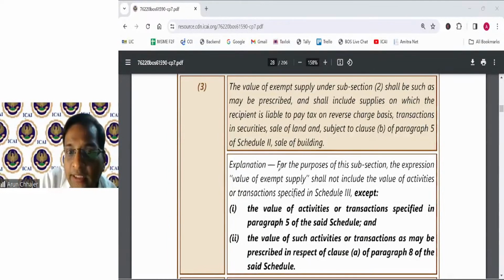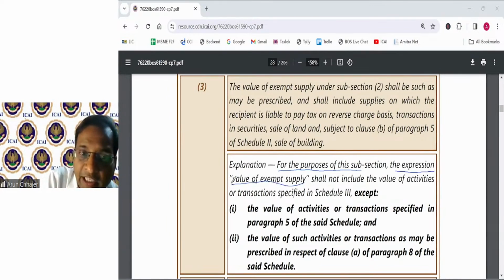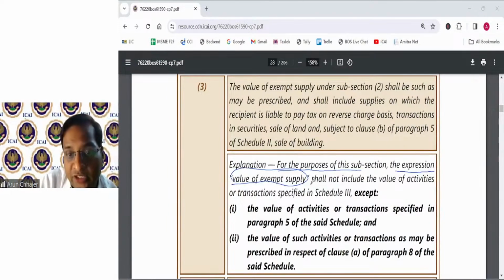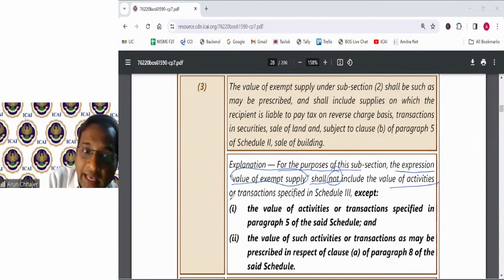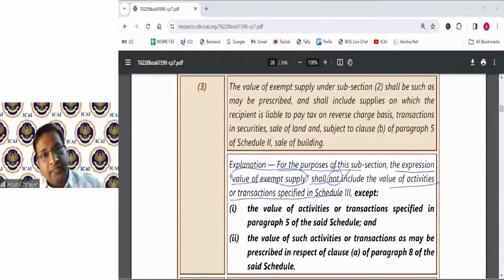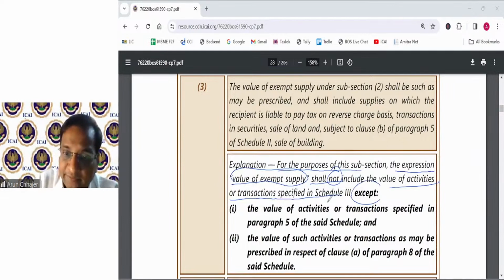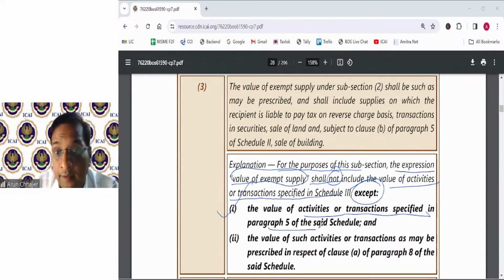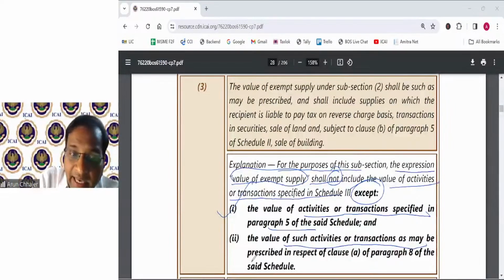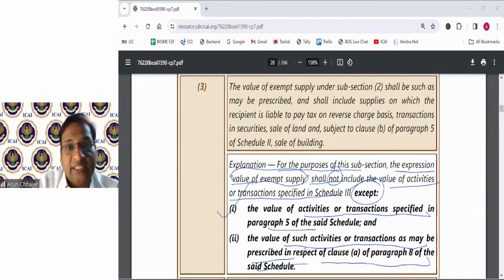Explanation says, for the purpose of this subsection, the expression value of exempt supply shall not include the value of activity or the transaction specified in Schedule 3 except. What is except? The value of activity or transaction specified in para 5 of Schedule 3. Then the value of activity or the transaction as may be prescribed in respect of clause A of para 8 of the said schedule.